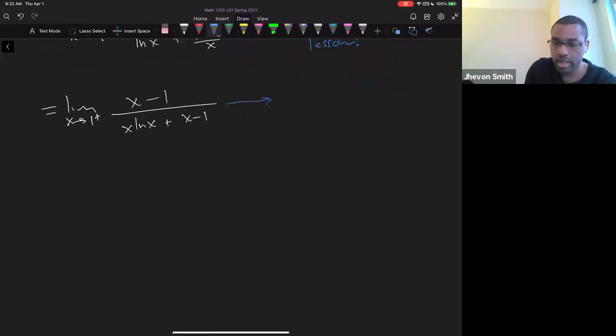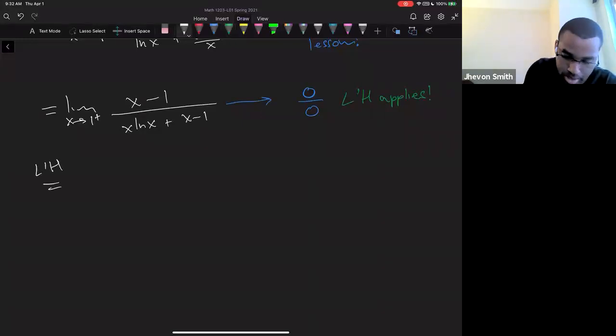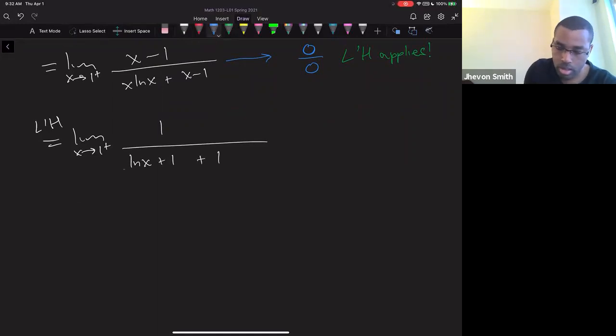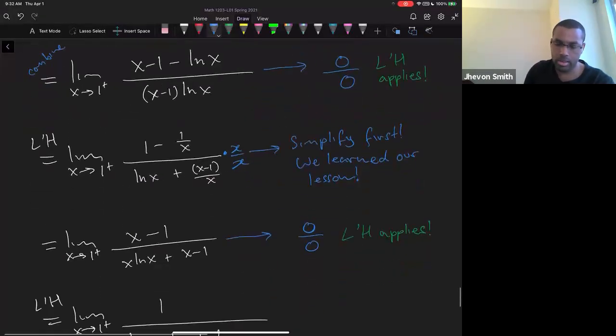Now we do the check. Is it determinate at this point? Turns out you would get 0 over 0 again. Hey, L'Hopital's rule applies. So let's do it again. Let's take it back to the hospital. We didn't fix the issue last time. Derivative of the top is 1. Derivative of the bottom by the product rule is ln x plus 1 plus 1. Product rule. I did that over here too.